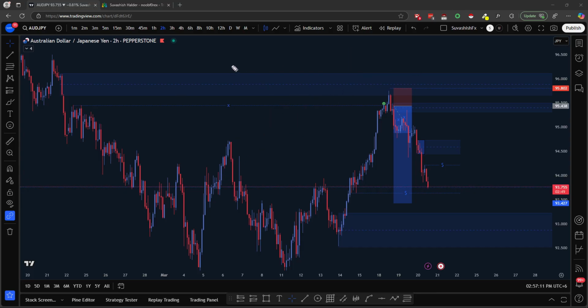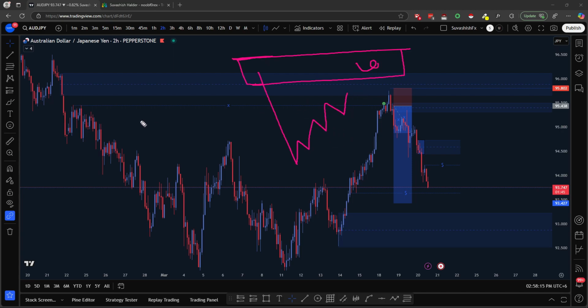Okay, but if... sorry guys, it's a bad cough. Okay, so if there is a supply zone, and if price drops and then starts making moves like this, then it becomes a valid zone. Why? Because price starts creating the liquidity, right?